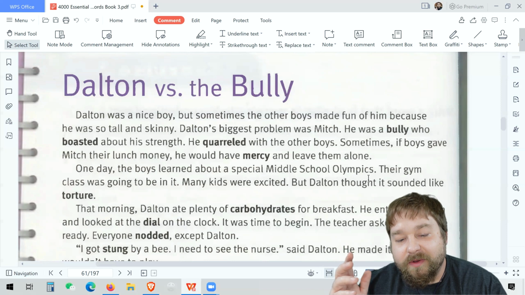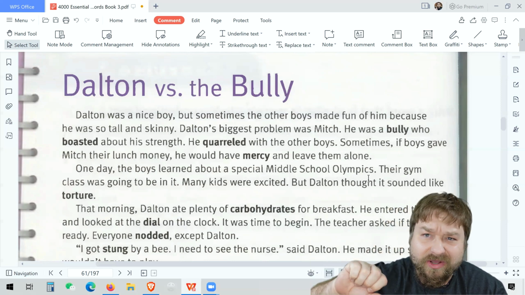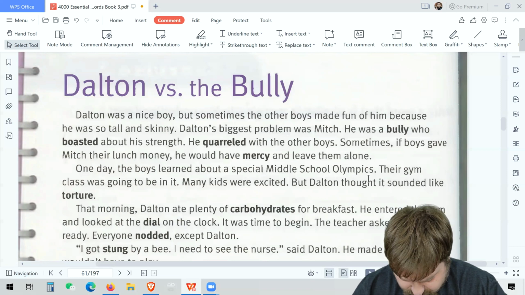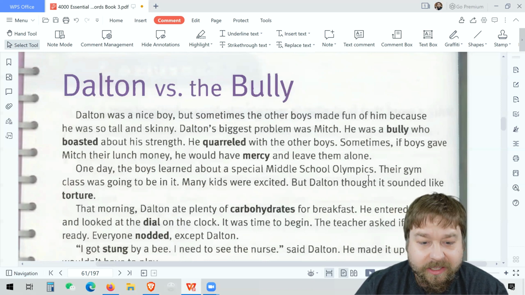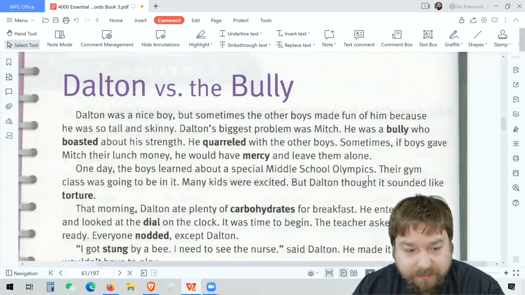Dalton was a nice boy, but sometimes the other boys made fun of him because he was so tall and skinny. Ooh, that's sad. Skinny. I don't like him already. Dalton's biggest problem was Mitch. Oh, another negative. He was a bully who boasted.